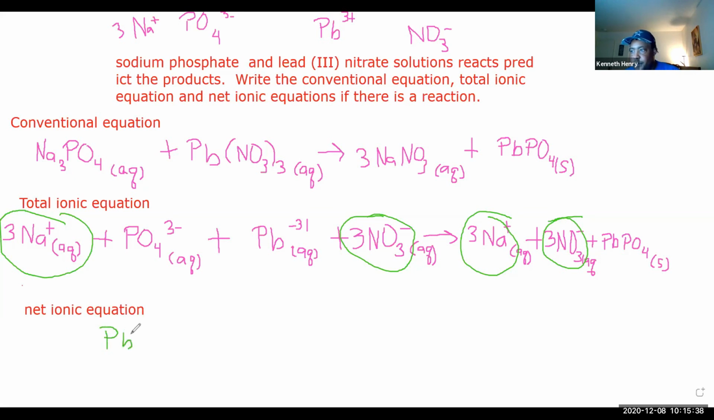So we have Pb. Oops, that should be 3 plus. I don't know what happened to my, oh, I see. It moved. Okay, so that should be Pb 3 plus, PO4 3 minus.